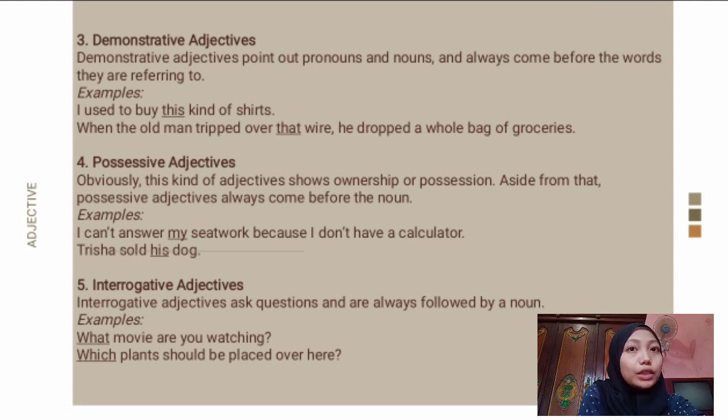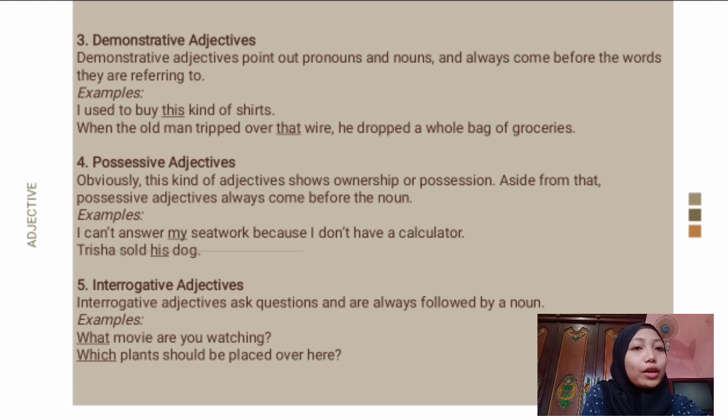4. Possessive adjective. Obviously, this kind of adjective shows ownership or possession. Aside from that, possessive adjective always comes before the noun. Example, I can answer my seat work because I don't have a calculator. Trisha sold his dog.